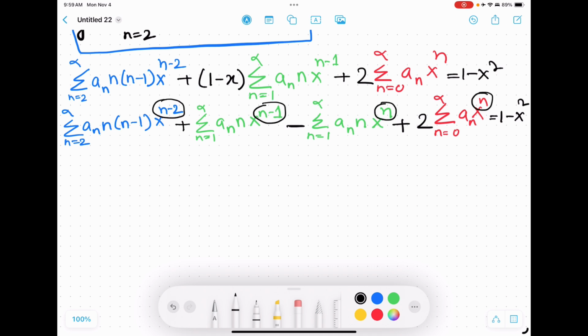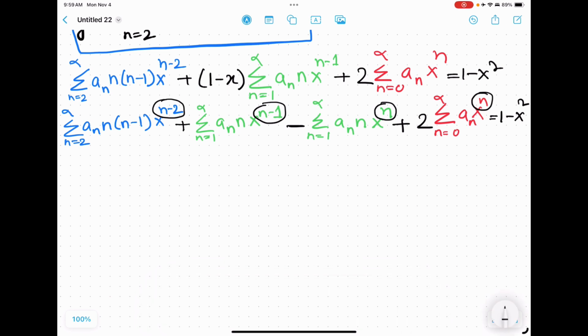And I can already see that my third power series and my fourth power series already have a power of n. So that means I don't really have to do anything with them. I don't have to try to change them or anything. So the only ones that need to be transformed are my first power series and my second power series, since they have powers n minus 2 and n minus 1. Okay, so let's go ahead and do that.